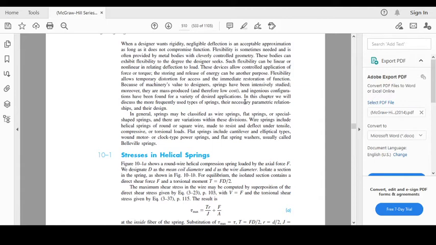Okay, because of their value for machine designers, springs have been extensively studied. Moreover, they are mass produced and therefore low cost, and ingenious configurations have been found for a variety of design applications.